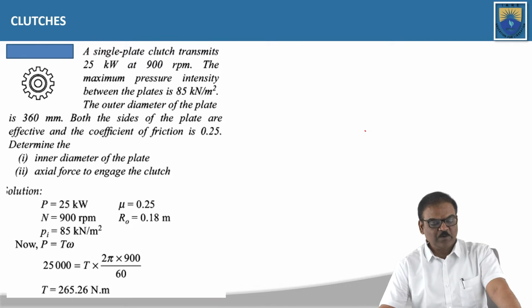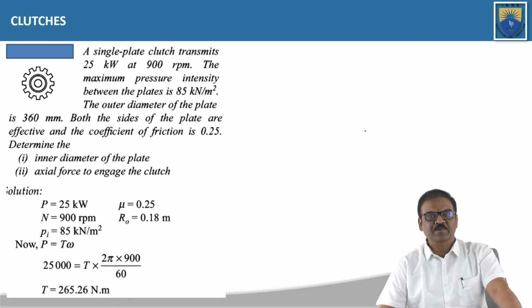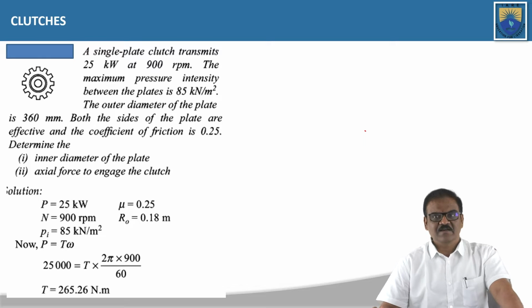Further, one more problem we will take up. A single plate clutch transmits 25 kilowatts at 900 rpm. The maximum pressure intensity between the plates is 85 kilonewtons per meter square. The outer diameter of the plate is 360 mm. Both sides of the plate are effective and the coefficient of friction is 0.25. Determine the inner diameter of the plate and the axial force to engage the clutch plate.